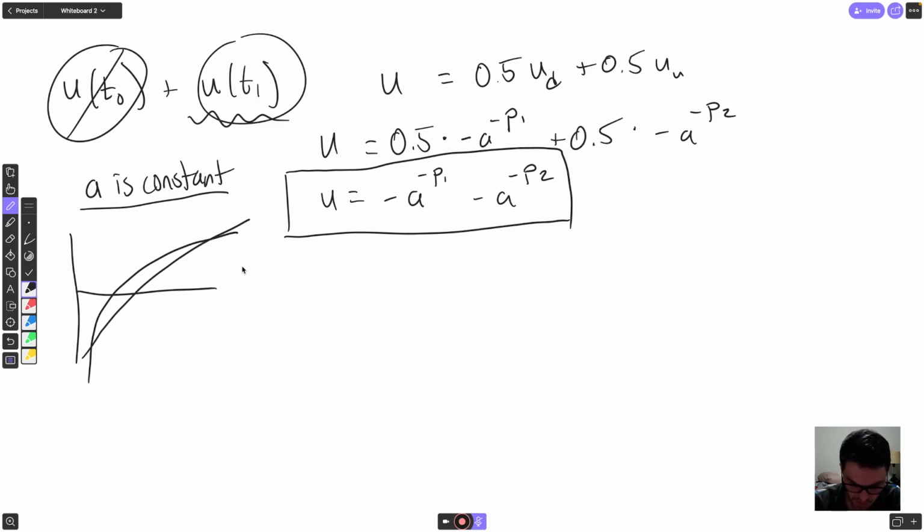All right, so let's just go ahead and plot this, okay? In our case, if P1 is the downstate, that's going to be the X value, and this is going to be the Y value. So we'll also do negative A to the negative X minus A to the negative Y, okay? So let's go ahead and do that.